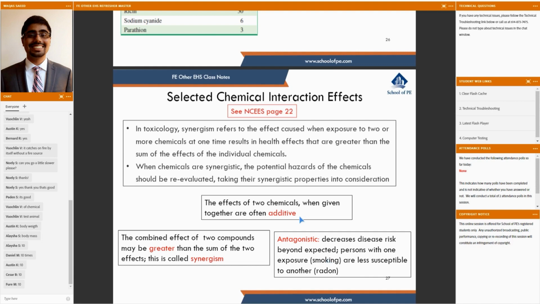The example they give for synergistic is if you're smoking cigarettes in a room where asbestos is in the air, your effect is not just going to be additive, it's going to be much greater due to the impact of both. So that's why they give an example of 2 plus 3 is equal to 20. On the exam, if they give you an example where the summation is not equal to the actual sum, but it's much greater, then you have a synergistic effect. Synergism refers to the effect caused when exposure to 2 or more chemicals at one time results in health effects that are greater than the sum of the individual chemicals.